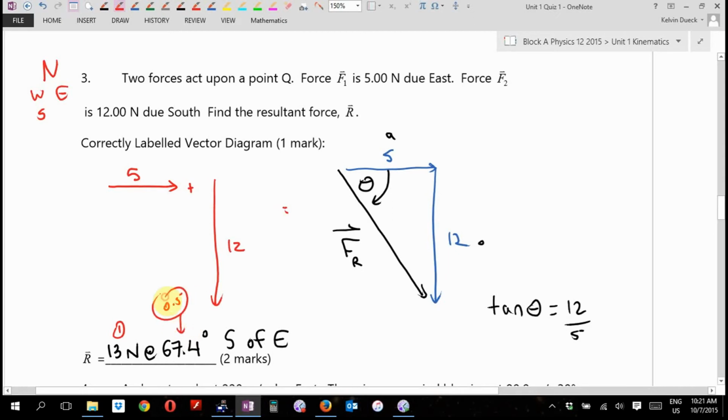Half mark for the angle. Half mark for the what of what. It's usually how I do these ones. I gave you 1 mark for the correctly labeled diagram, so this whole question is out of 3.